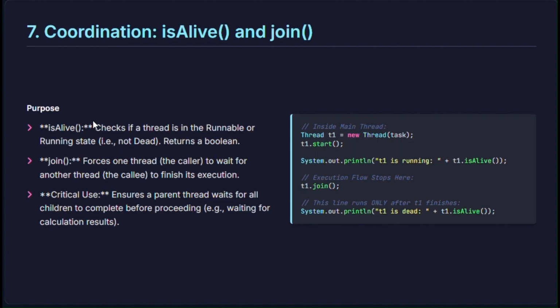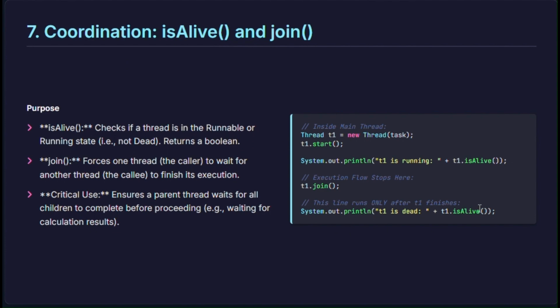Concurrency is chaotic by default. We use coordination methods to introduce order. isAlive is a simple check. It returns true if the thread is in the runnable or running state. It's used for monitoring. Join method: this is the heavyweight coordinator. When the main thread calls t1.join, the main thread pauses and enters the blocked state. It waits patiently until T1 completes its run method and becomes dead.